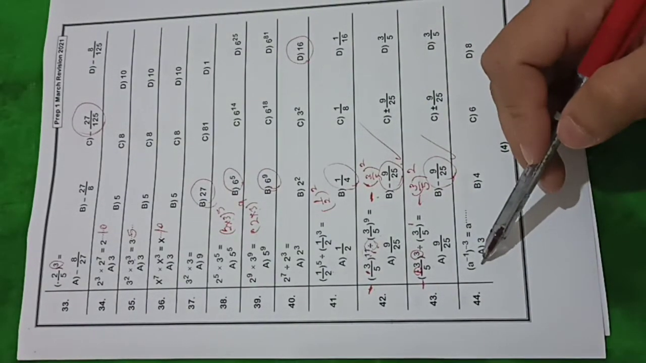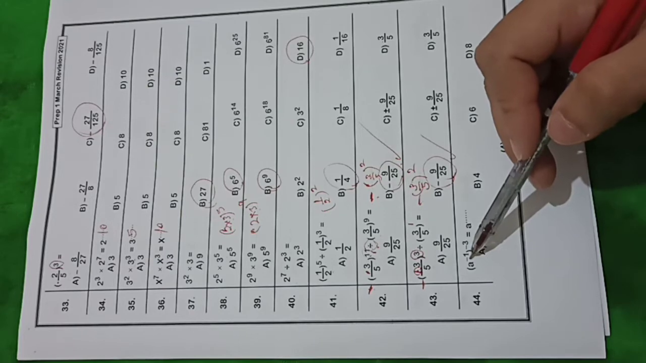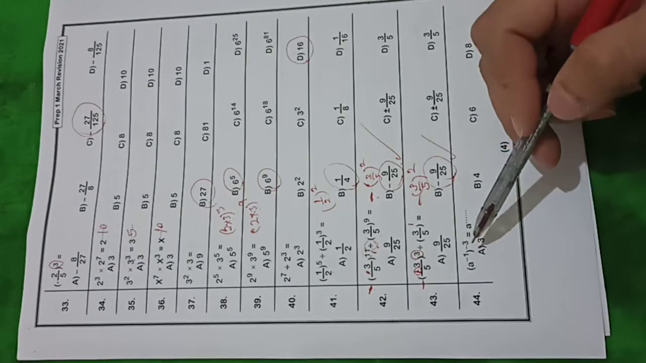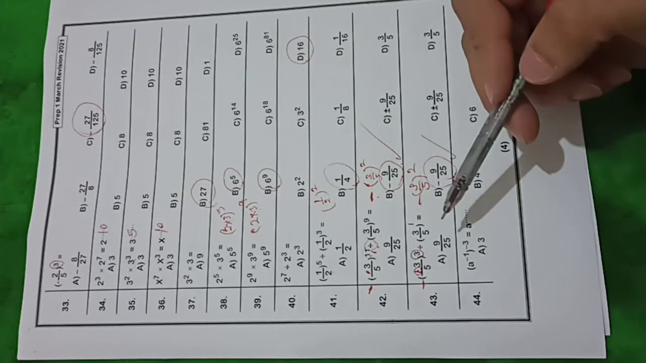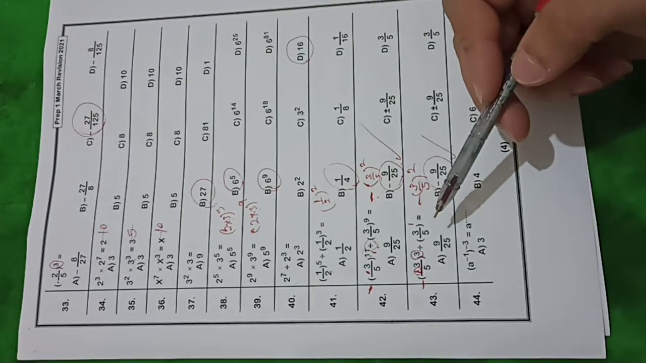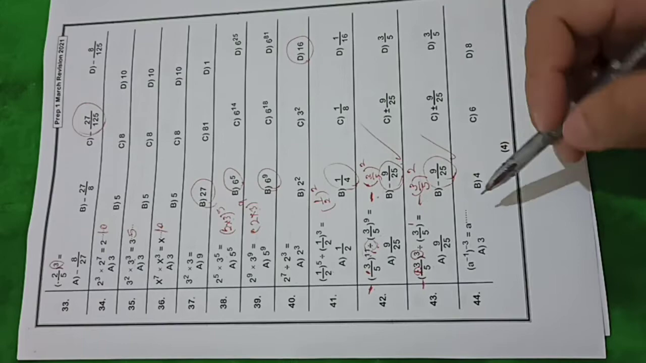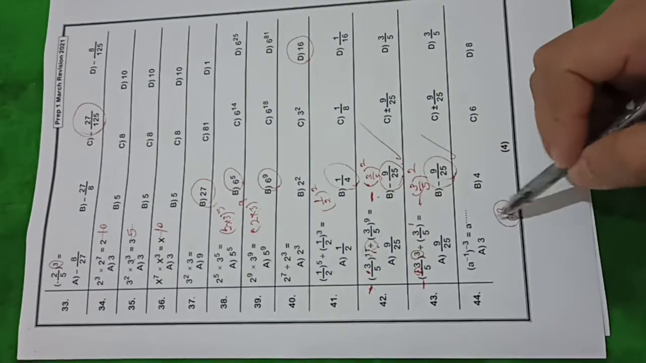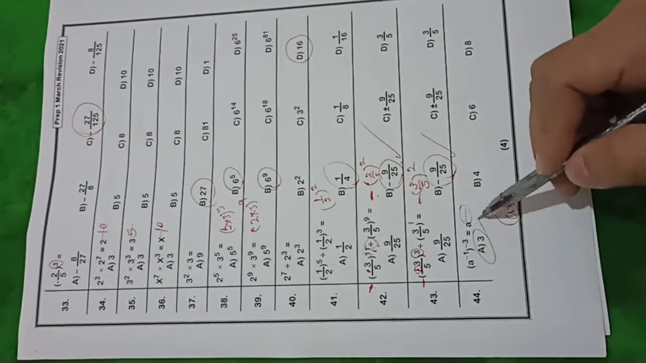Here we have a bracket. Inside the bracket we have a power, and outside the bracket we have a power, internal and external powers. Then we multiply them. Negative 1 times negative 3 equals power 3. So the missing power is 3.